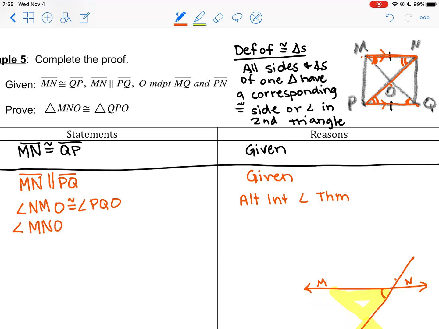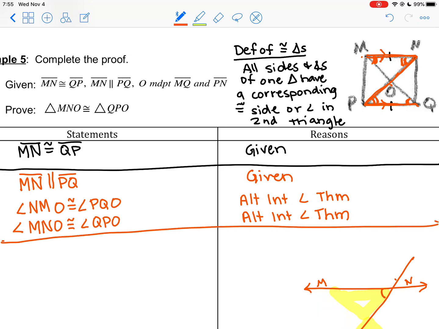So MNO has 2 markings. So the corresponding angle in the second one will be QPO. So angle QPO. Sorry about that mistake, but the way we name things is very important. And that was also the alternate interior angle theorem. All right, so based on my parallel lines, those are the only 2 angles that I can say are congruent.